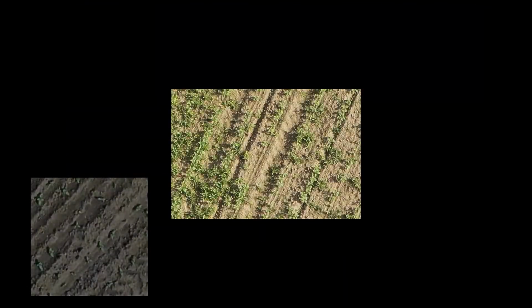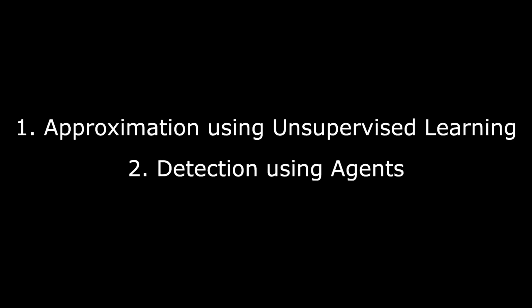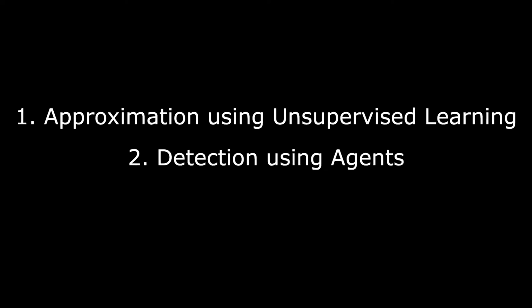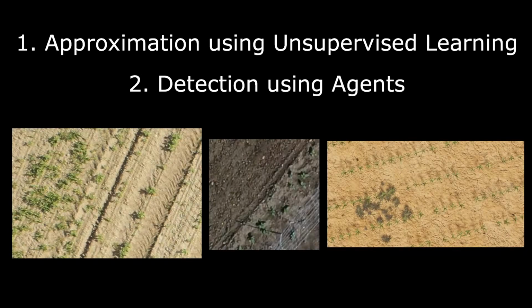To detect objects that are in this situation, our method relies on 2 steps. In the first one, the spatial organization is approximated using unsupervised learning. In the second step, a multi-agent system is initialized based on the approximation and refines the detection of the objects. We use the detection of plants in crop fields as a case study, but we argue that the framework of our method should also apply to the other examples previously mentioned.